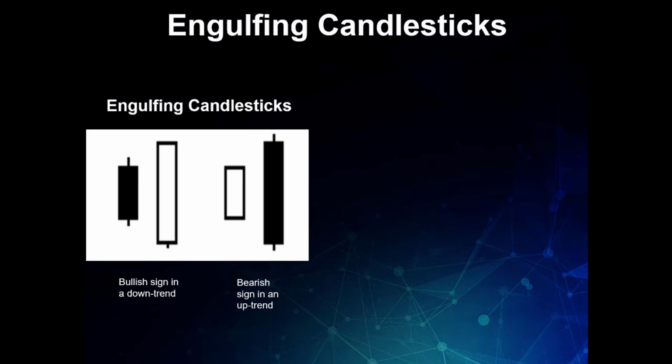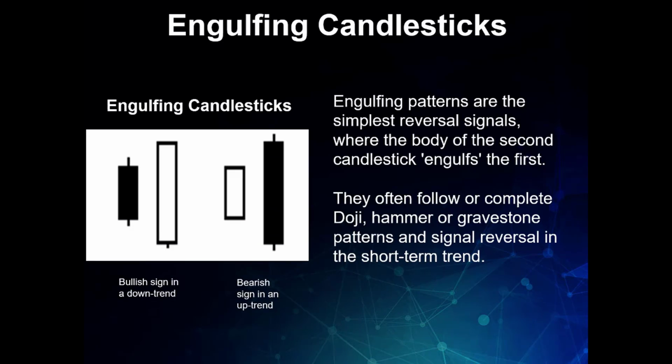Engulfing candlesticks. Engulfing patterns are the simplest reversal signs, where the body of the second candlestick engulfs the first. So when you look at the left hand side on this bull sign, we can see that we've got a sell off in the market, and then you can see it's like a key reversal or a reversal day, where the bull candle engulfs the previous candle. And then on the bearish side, you can see that the bull day was very small, and then the bearish candle was very, very big. They often follow or complete doji, hammer or gravestone patterns and signal reversal in the short-term trend.